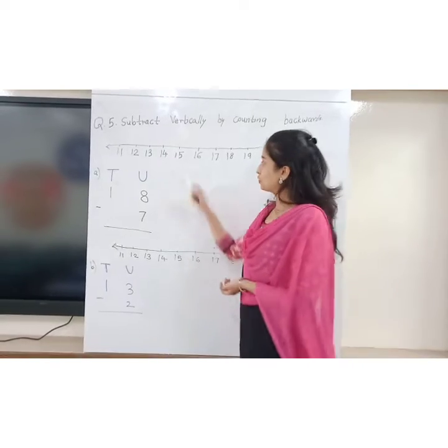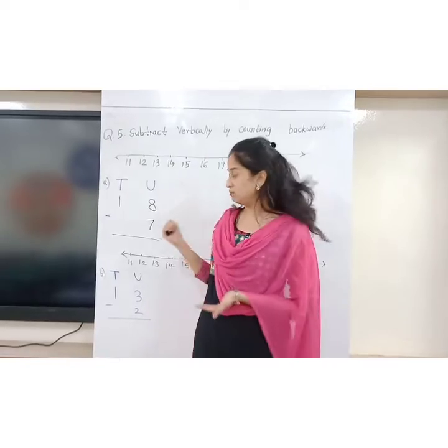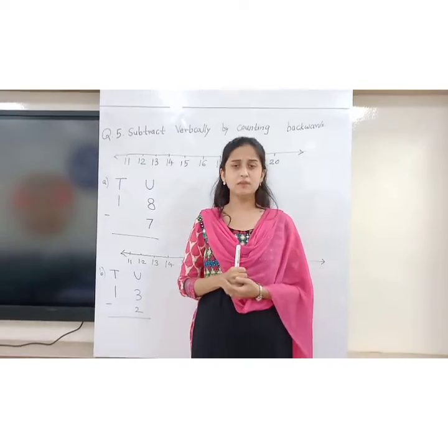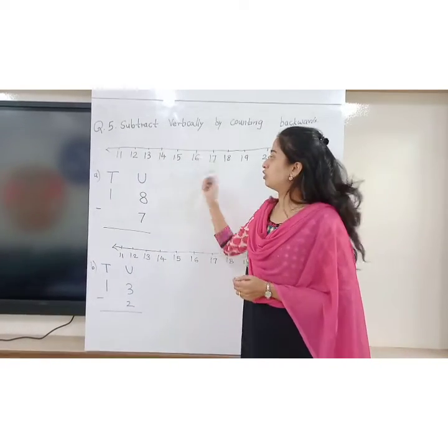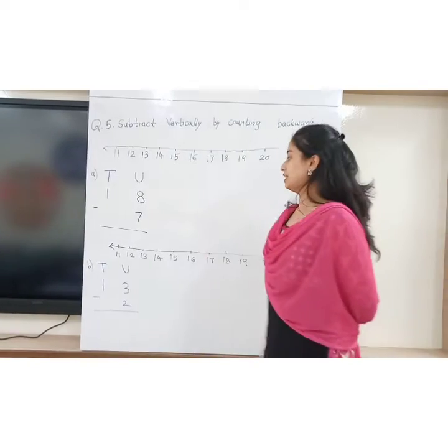You can draw this number line in your rough book and then solve the sums, or even you can count backwards on your fingers if you are able to do that. You can solve it with the number line as well. You can draw it in your rough book and then solve the sums. So we will use the number line.